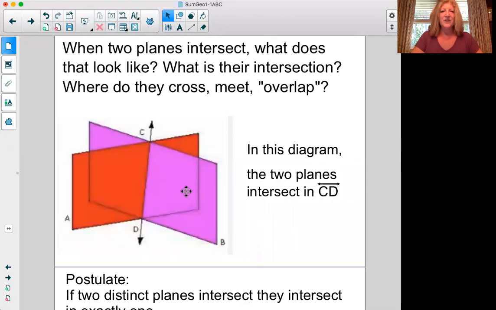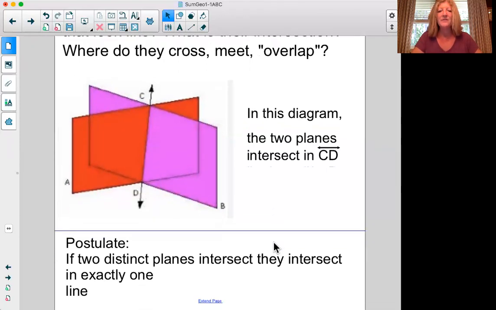And so here's an illustration to also help see. Here's a purple plane, pretending it goes on for all of infinity, and a red plane, and their intersection is this line CD. And of course, we have a postulate that states that if two distinct planes intersect, they will intersect in exactly one line.